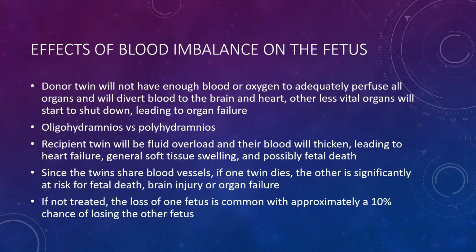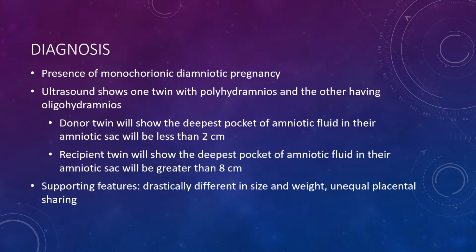Even if the other fetus does not die, there is a 10 to 30% chance that the surviving fetus will have a neurological defect and a 40% chance of brain injury if that one twin does die. So, for diagnosis of TTTS, you need to have two core findings. The first one is the presence of monochorionic diamniotic pregnancy. So that's what we talked about earlier, where you have two babies, two amniotic sacs sharing one placenta.